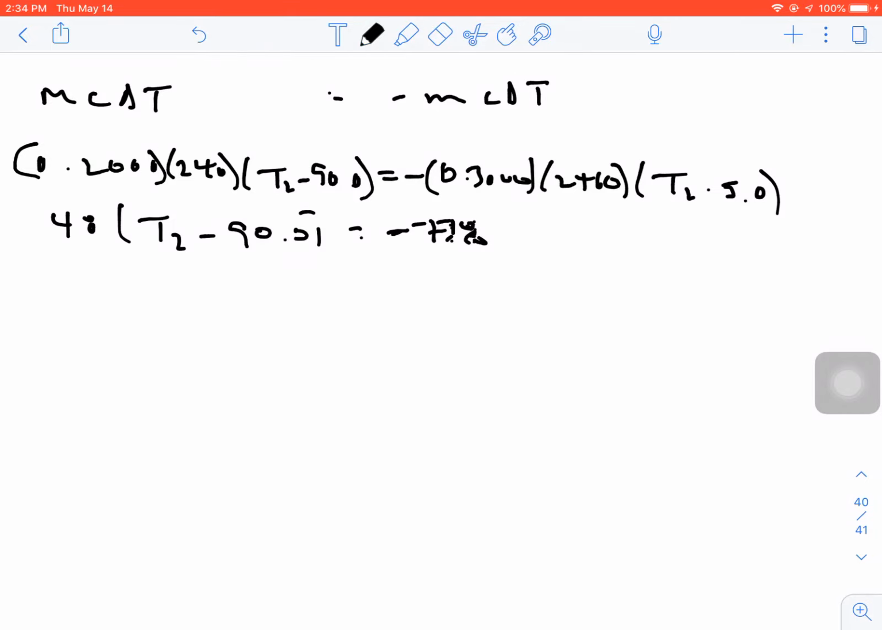Negative 738 times (T2 minus 5). So I've got to multiply my 48 into the brackets, so I get 48 T2s minus 48 times 90, and I'm getting 4320.